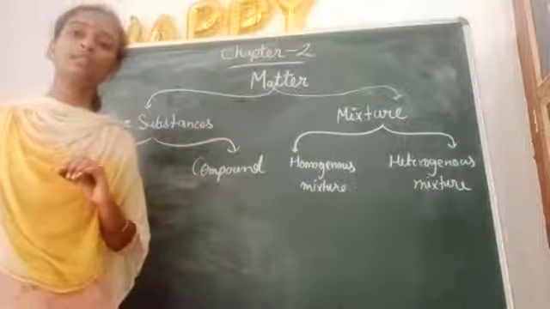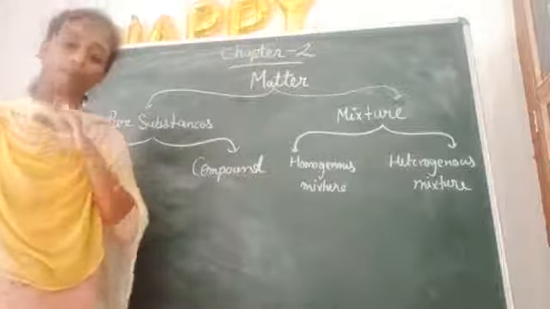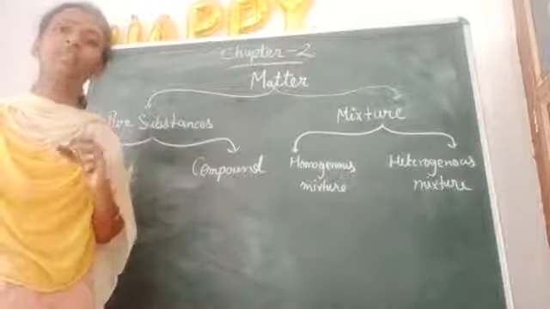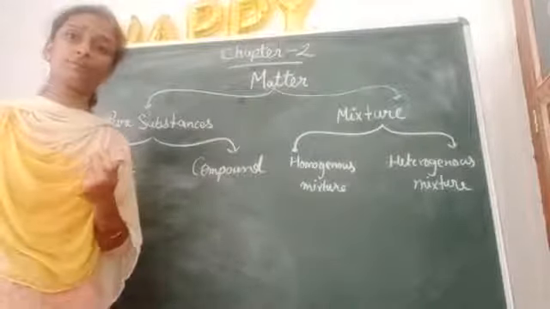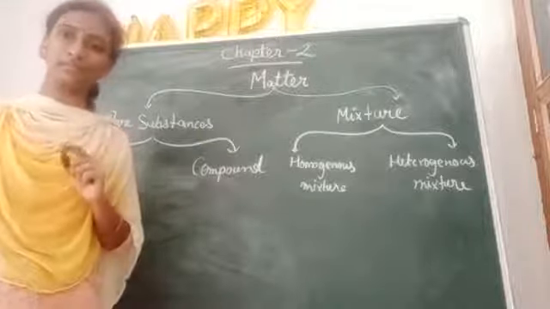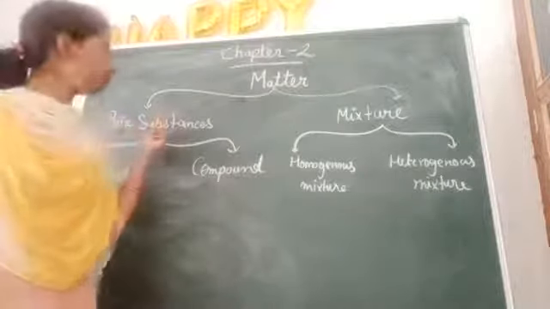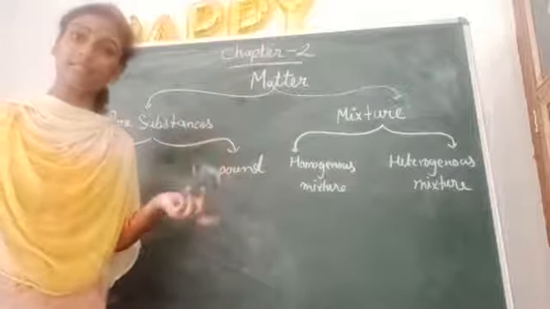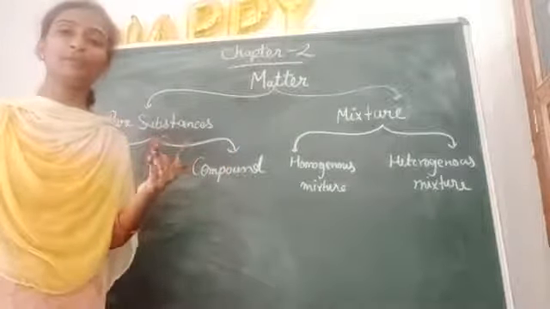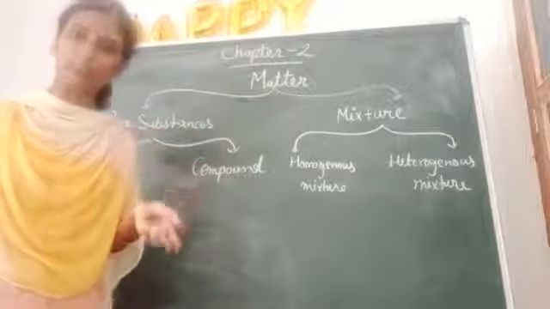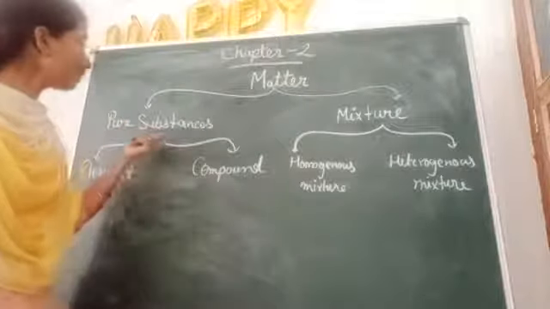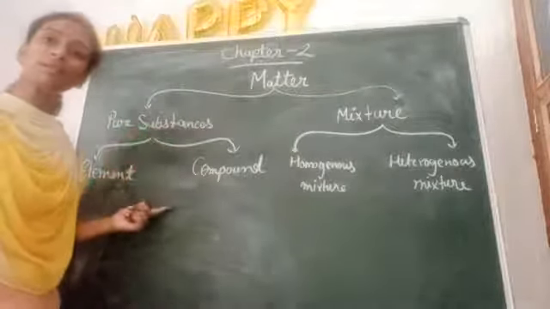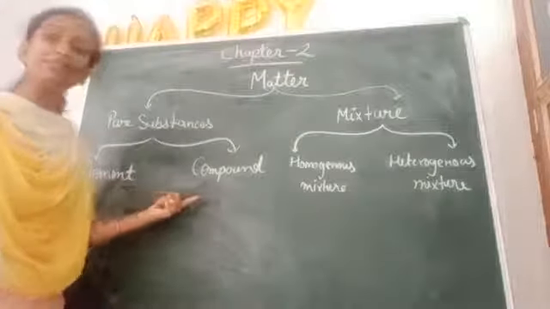Pure substances means they are homogeneous, nothing is mixed with them. They are pure. They are made up of only one kind of atoms, so we will call it a pure substance, whereas a mixture, as the name suggests, is made up of more than one compound. Now the pure substances are further differentiated into element and compound.